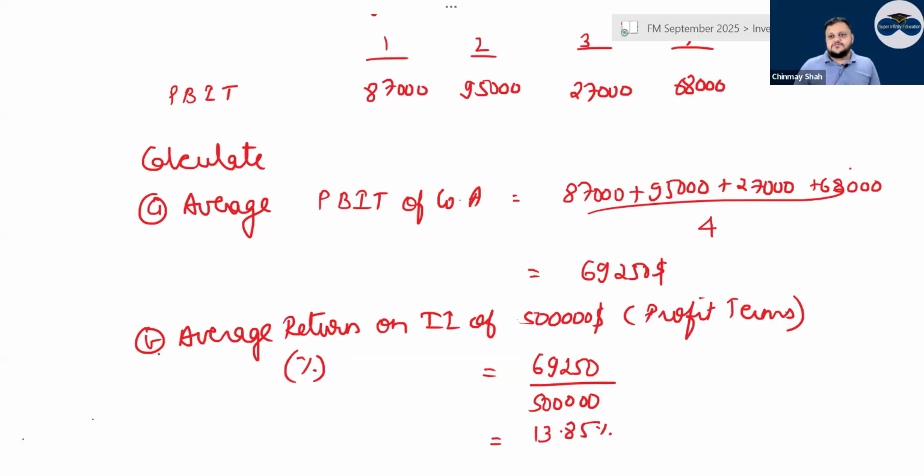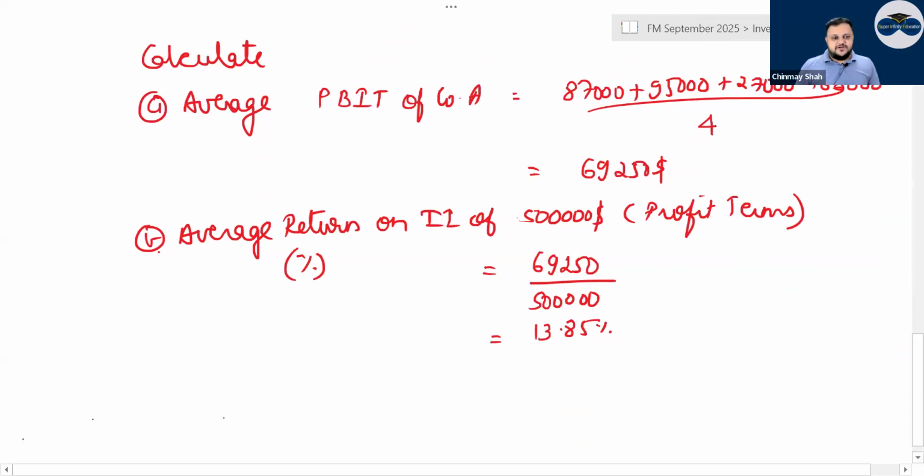Any problem with this? Now you will be surprised to know this is nothing but ROC. How much is the capital employed or investment that you have done in the business? 500,000. Yearly, how much are you receiving? Tell me. 69,000 on an average. Correct. So this is ROC. This is nothing but ROC by initial investment method.